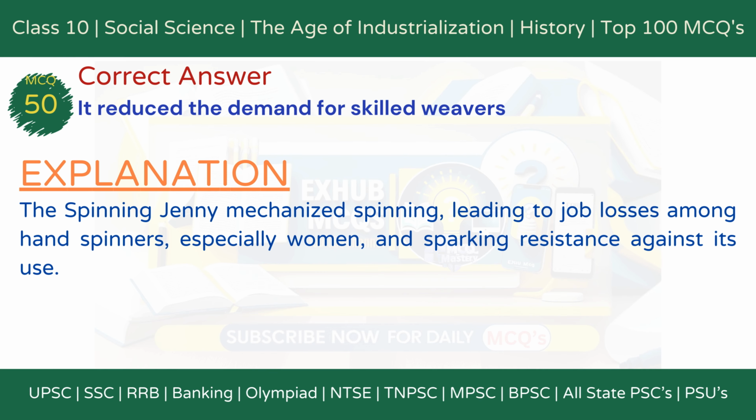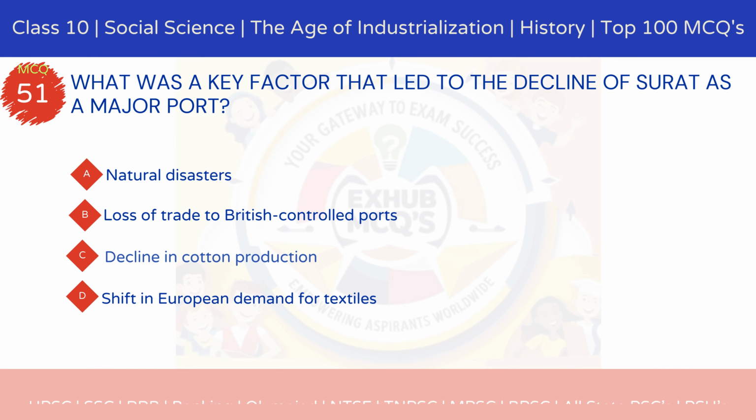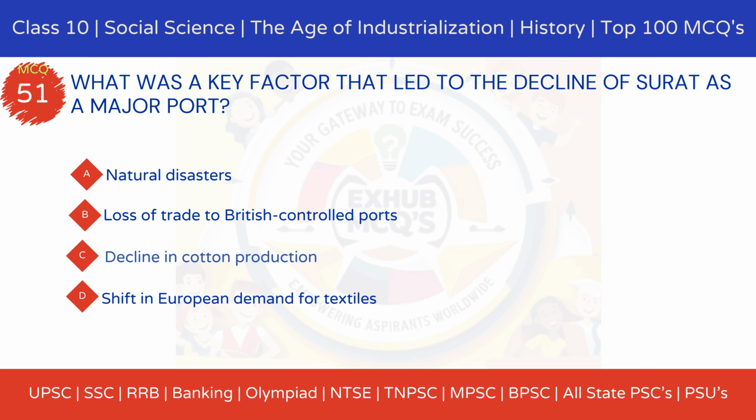The correct answer is option A. It reduced the demand for skilled weavers. Explanation: The spinning jenny mechanized spinning, leading to job losses among hand spinners, especially women, and sparking resistance against its use. MCQ 51. What was a key factor that led to the decline of Surat as a major port?